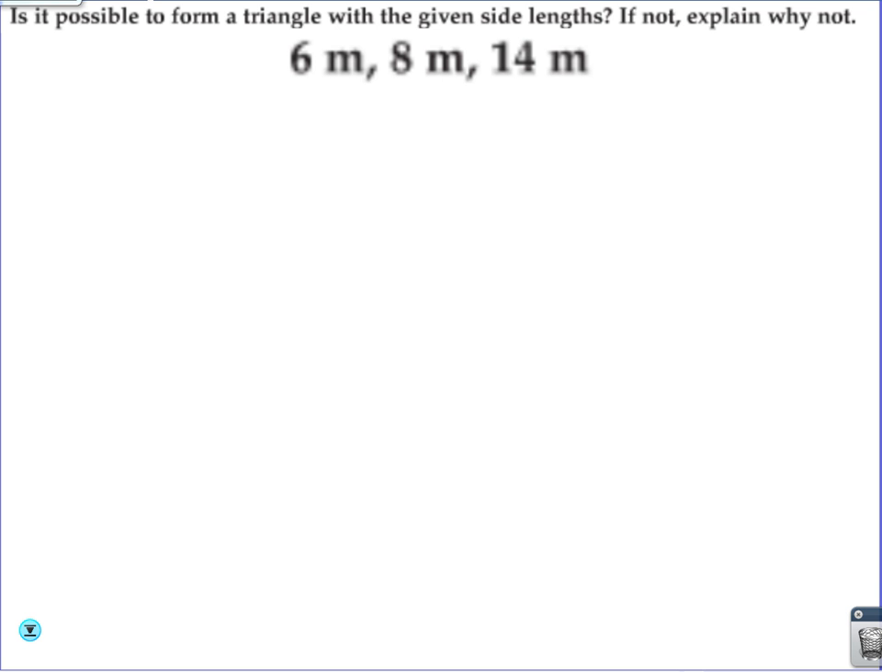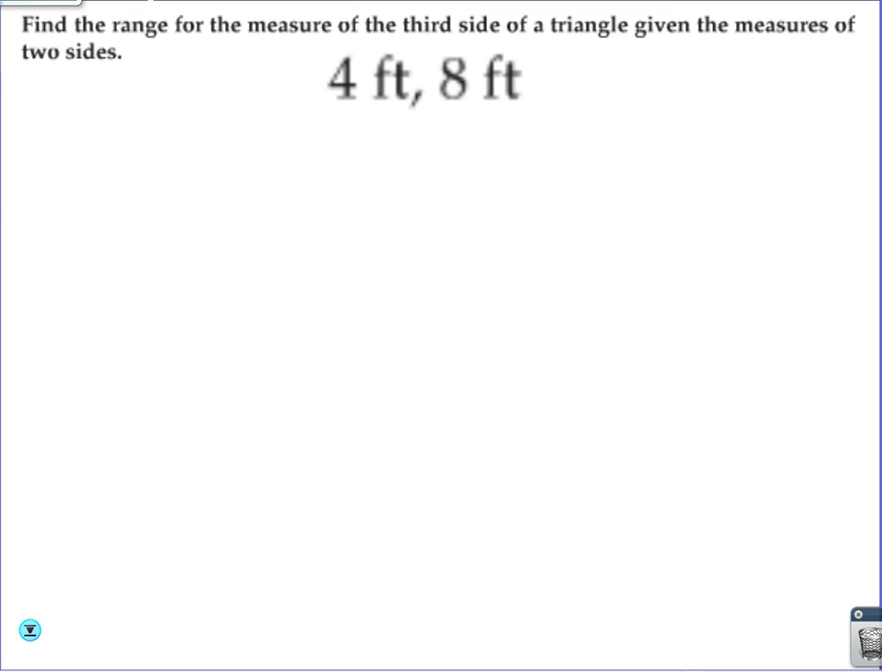6, 8, and 14. Brianna, triangle, no triangle? No triangle. You lay 14 on the bottom, 6 and 8 on the sides. As you close in 6 and 8, they don't close until they hit the bottom side. 6 plus 8 is 14. Notice that in that inequality, when you add the two together, it has to be greater than. I didn't say greater than or equal to. It has to be bigger than that. In that case, it's equal, so therefore that does not work.